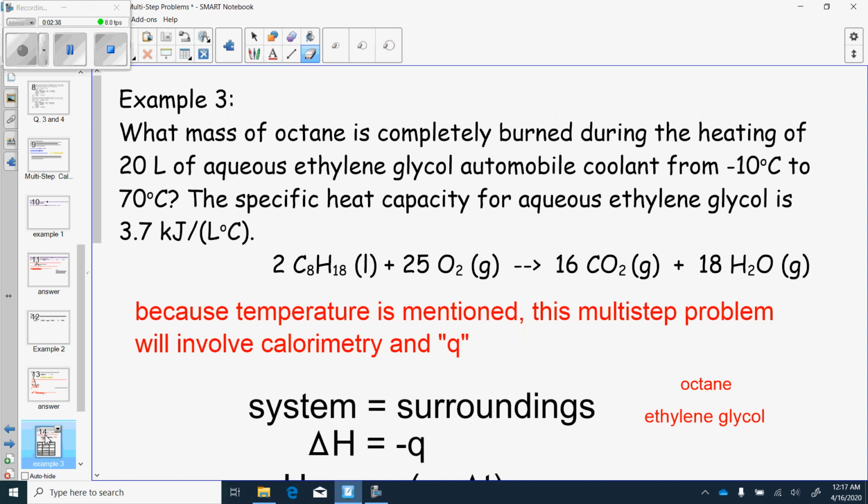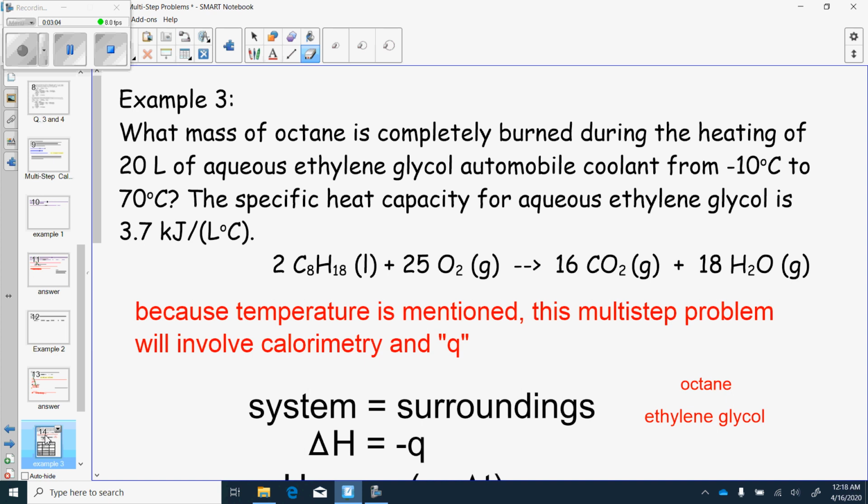It says, what mass of octane is completely burned during the heating of 20 liters of aqueous ethylene glycol, which is automobile coolant, from negative 10 degrees Celsius up to 70 degrees Celsius. They're giving us a couple pieces of information. The specific heat capacity for this aqueous ethylene glycol is 3.7 kilojoules per liter times degrees Celsius.